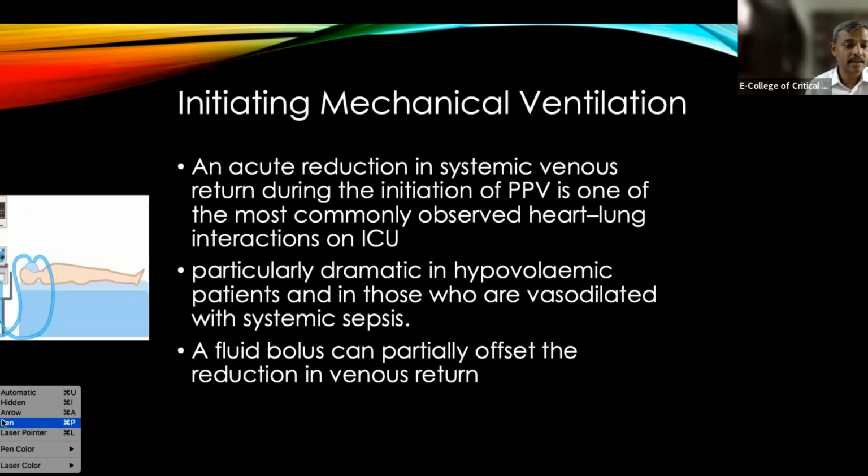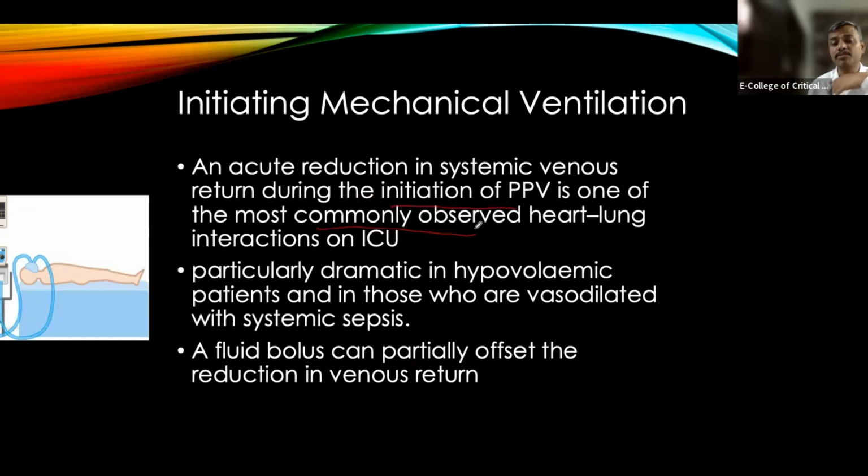Already I've explained this. This is the patient on the ventilator. The acute reduction in systemic venous return during initiation of positive pressure ventilation is one of the most commonly observed heart-lung interactions in the ICU. Everybody should know this. This is called a physiological difficult airway. The anesthetist will say it is not an anatomical difficult airway, it is a physiological difficult airway. The anatomical airway is okay, but physiologically your heart rate is dropping, BP is dropping. It's called a physiological difficult airway because of this heart-lung interaction.